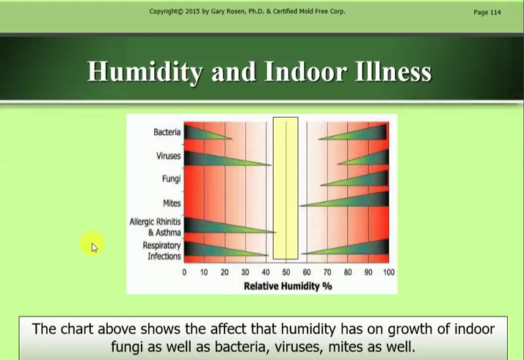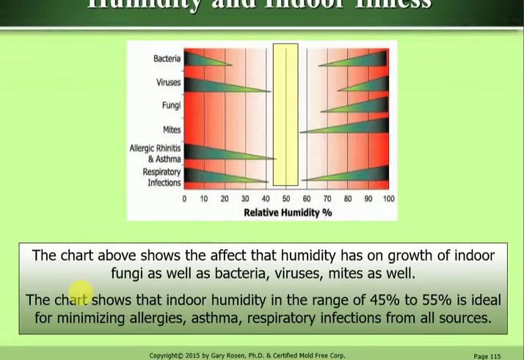Humidity and indoor illness. The chart above shows the effect that humidity has on growth of indoor fungi as well as bacteria, viruses, and mites. The chart shows that indoor humidity in the range of 45% to 55% is ideal for minimizing allergies, asthma, and respiratory infections from all sources.